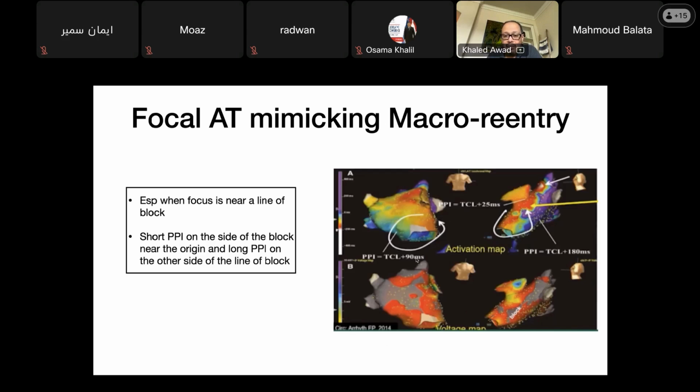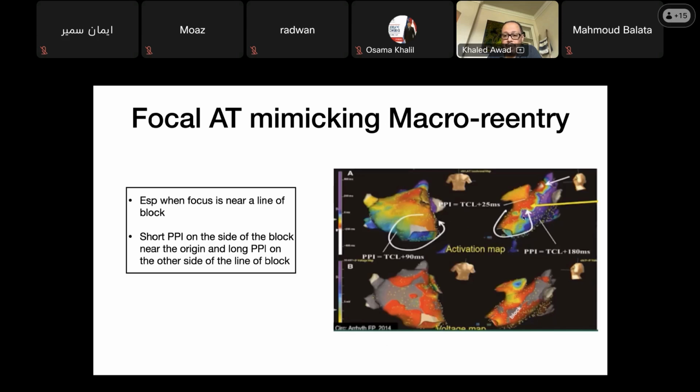So he's given us examples here. Pacing on this side of the line, you get about 90 milliseconds PPI minus tachycardia cycle length. You pace here, you get 180 milliseconds PPI minus tachycardia cycle length. The activation looks like mitral isthmus flutter. You have essentially the entire cycle length represented, but the reason is the tachycardia focuses here. It encounters a line of block here. It has to go all around the mitral annulus to get to the line of block. It looks like we have reentry, but we don't.